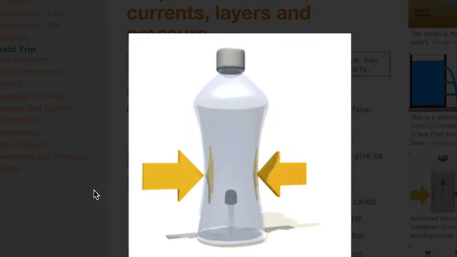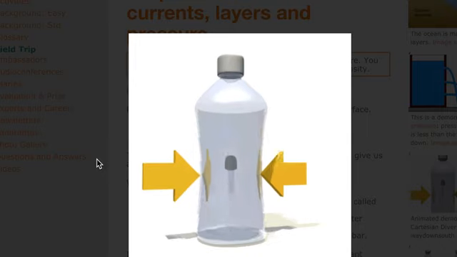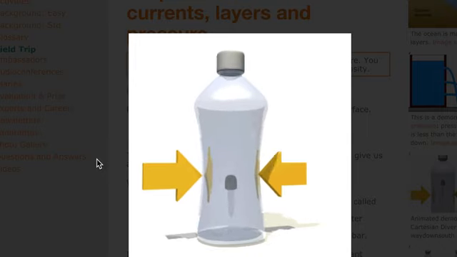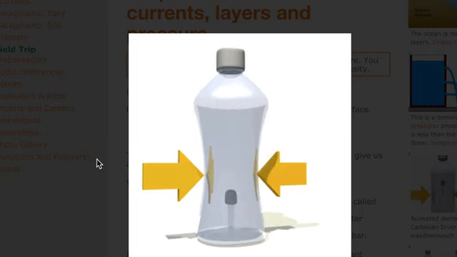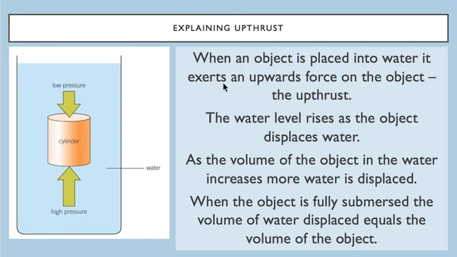Okay, so that is how it works. We can explain why things float and why things sink in terms of density, but we've also got to be able to explain it in terms of upthrust and the forces that are on an object, and that's what we're going to be looking at today specifically. So I'm going to try and explain upthrust.